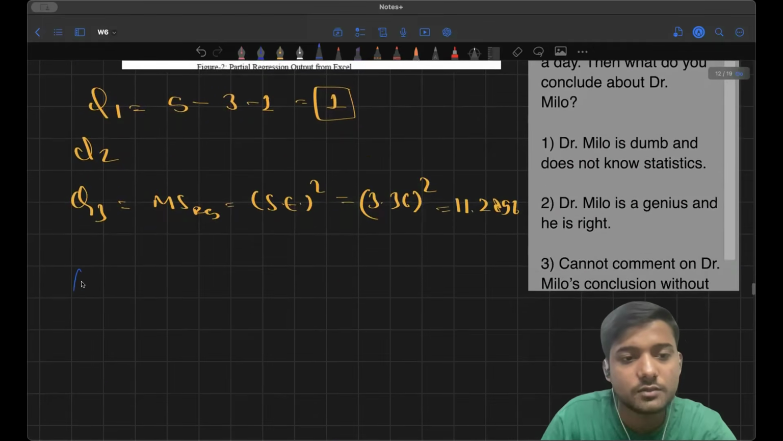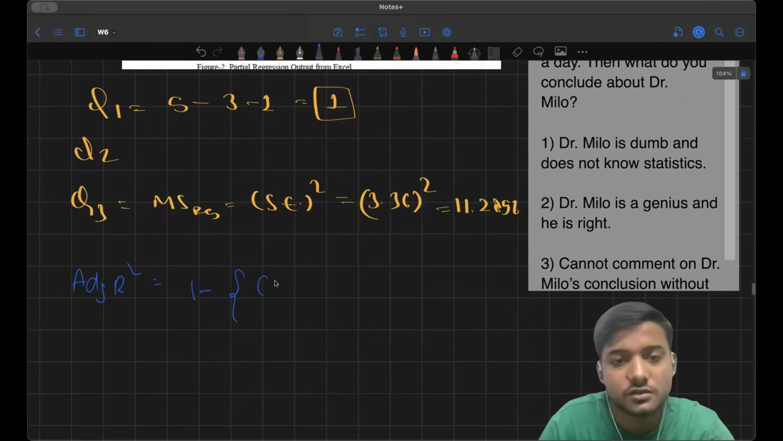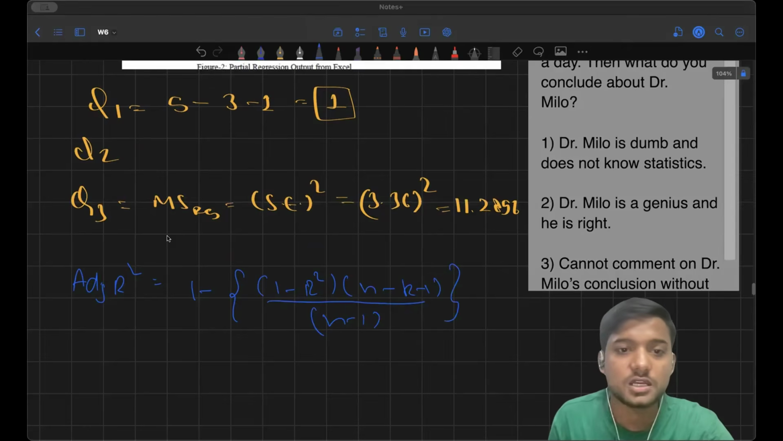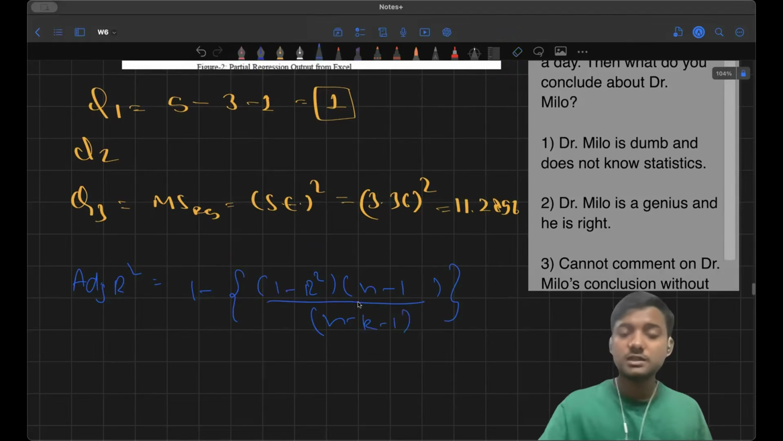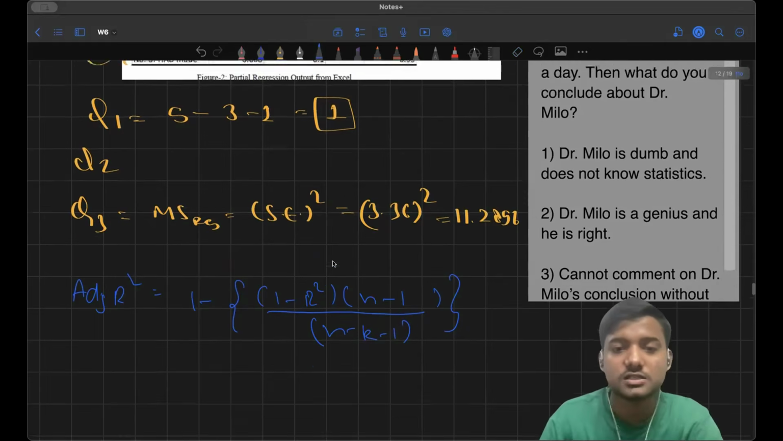What was adjusted R square? Adjusted R square is 1 minus this entire fraction: 1 minus R square, then we had n minus 1 upon n minus k minus 1, right? This was our formula for adjusted R square. I think I made a mistake. It is supposed to be n minus 1 in the numerator. K comes in the denominator, sorry. So this is what we have, and with this, you can find R square, right?